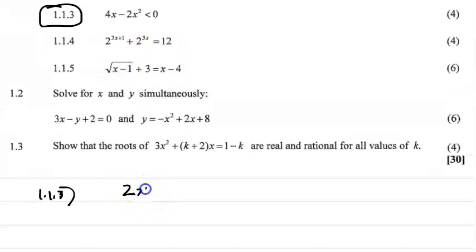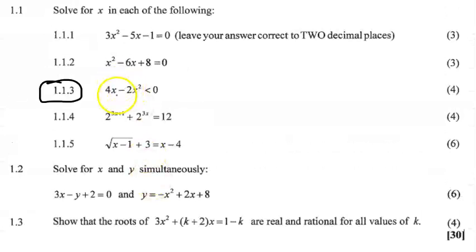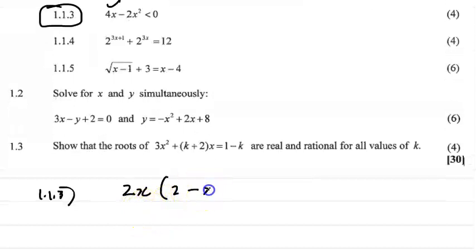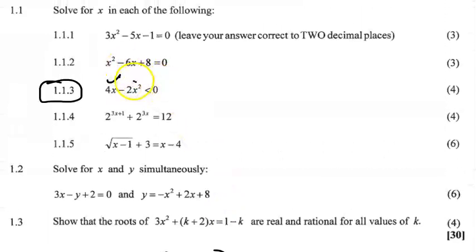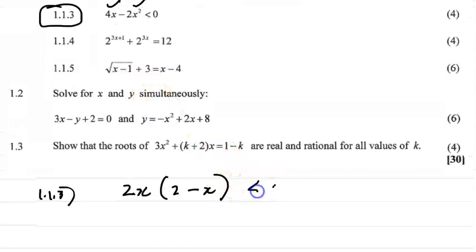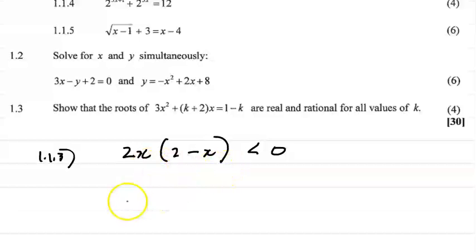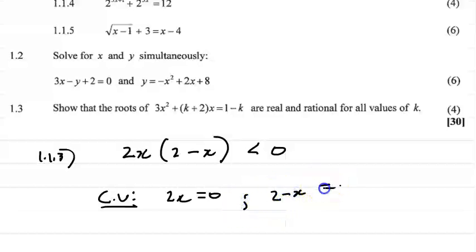So we're going to say 2x, that's the HCF, into what we're going to get there, 2. 2x times 2 is 4x, and then 2x times minus x is minus 2x squared, less than 0. So you factorize. After you factorize, same process, get your critical values. 2x equals 0, and 2 minus x equals 0.